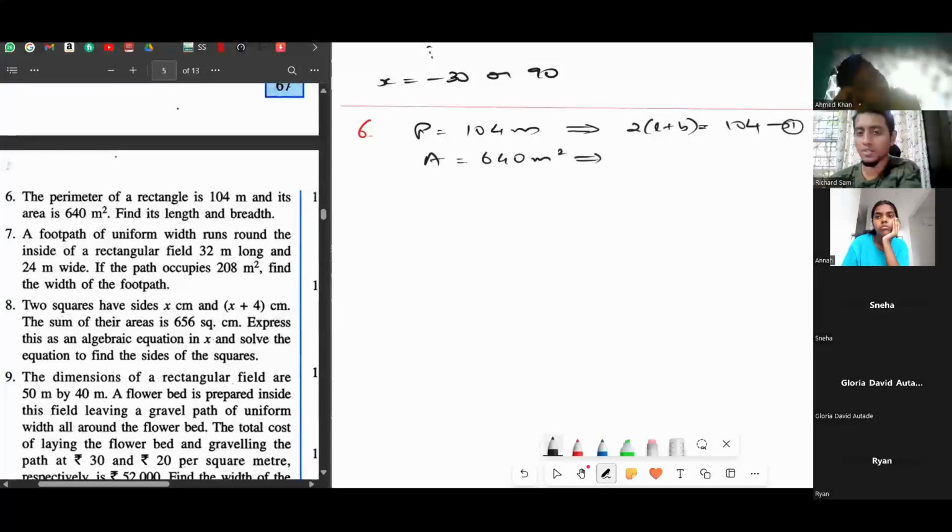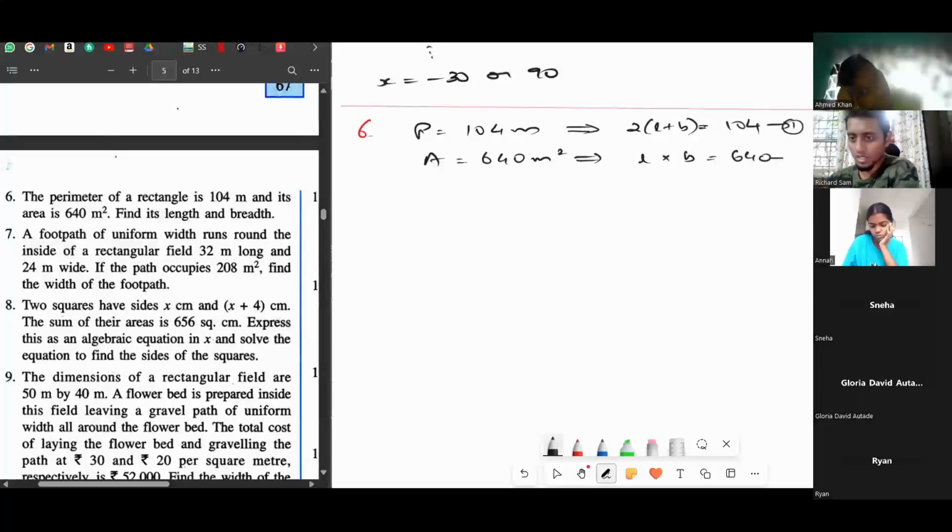And the second equation is from the area formula. Area is length into breadth. Length into breadth is 640 square meters. So we got two equations here, L and B. We have two unknown variables, but luckily we have two formulas, two equations. If we have two variables, we need two equations. We can use simultaneous equations and make it into one equation.